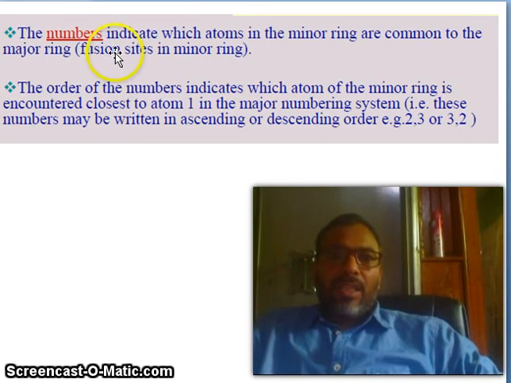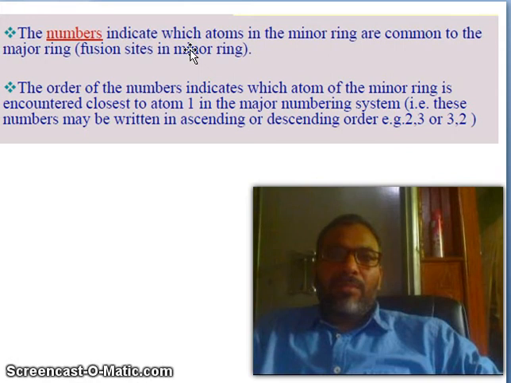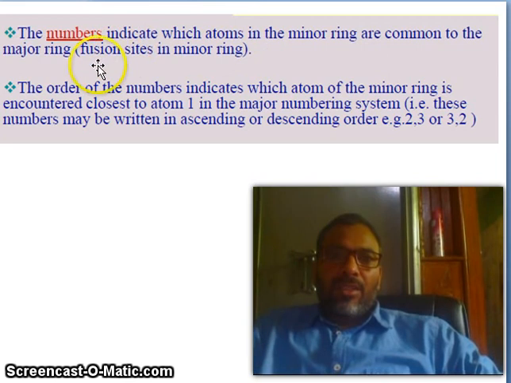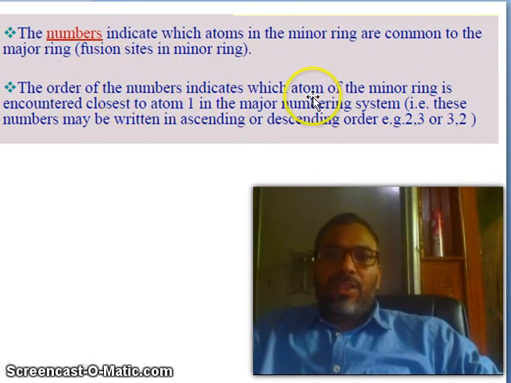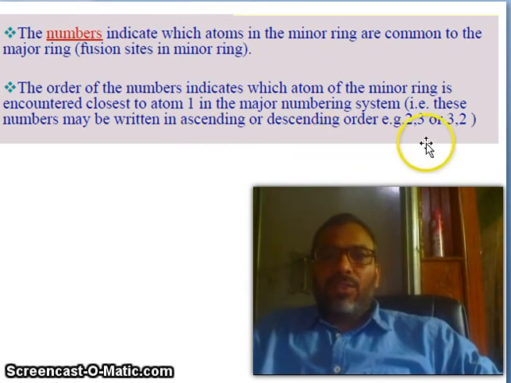Now the numbers indicate which atoms in the minor ring are common to the major ring. This number is the fusion site in the minor ring, where it is common in both rings. The order of the numbers indicates which atom of the minor ring is encountered closest to atom 1 in the major numbering system. This number may be written in ascending or descending order, 2, 3 or 3, 2.